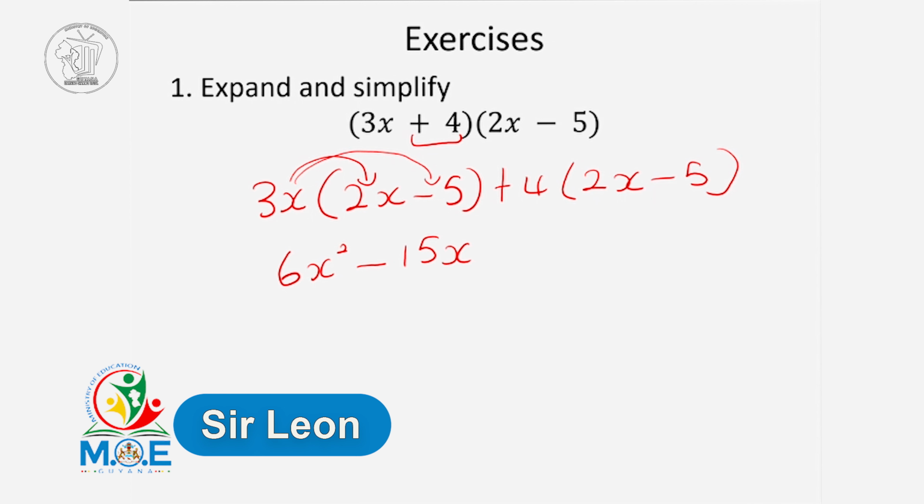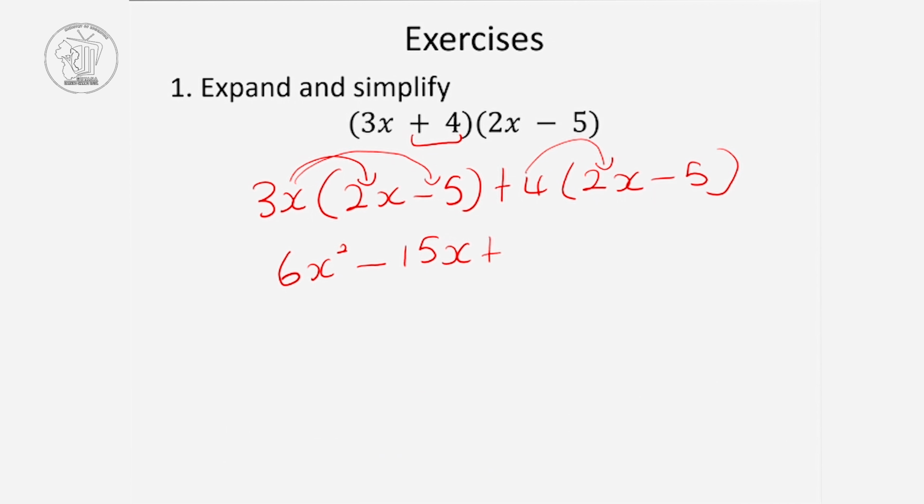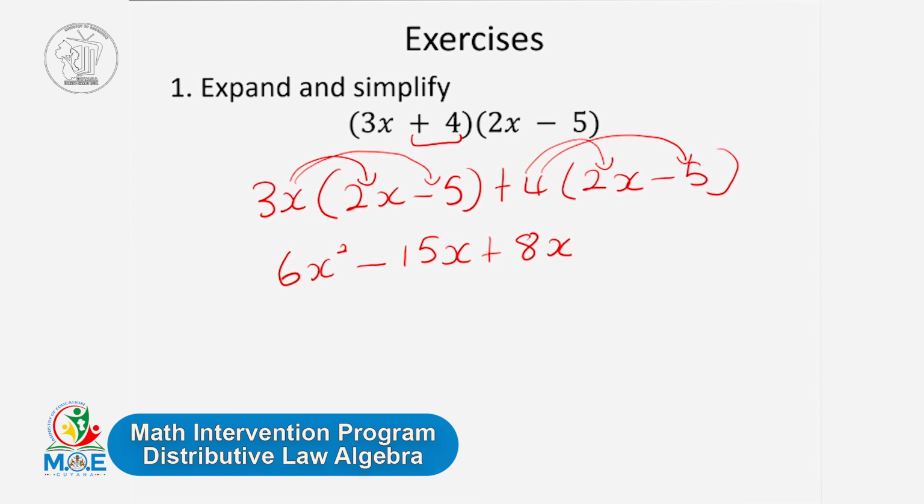And now we have the plus 4 multiplied by everything in the bracket. A positive times a positive will give me a positive. 4 times 2x will give me 4 times 2 is 8, I bring back the x. And now we have 4 times negative 5. So a positive times a negative would give me a negative. 4 times 5 would give me 20.